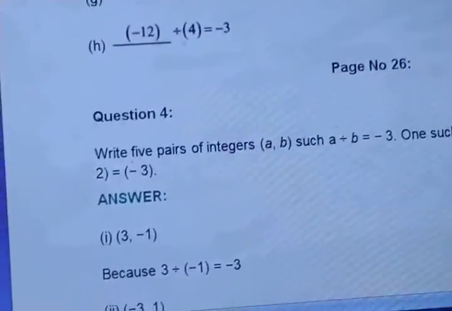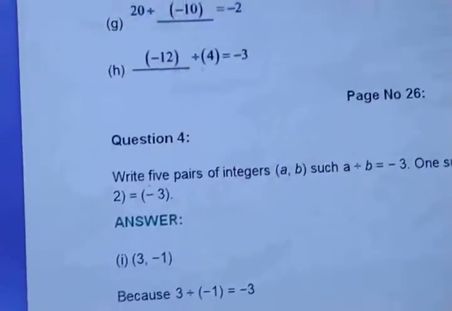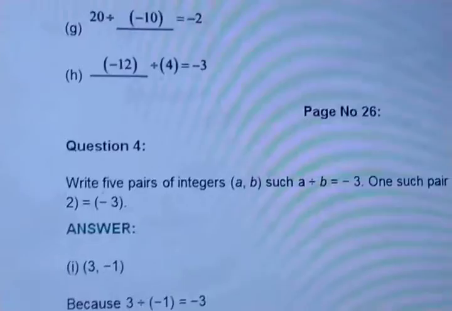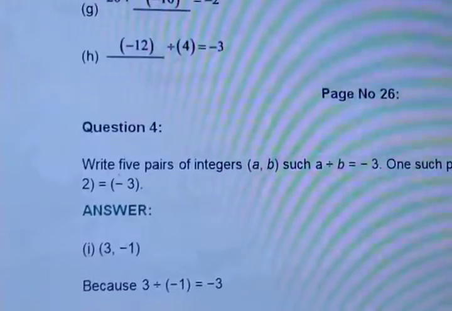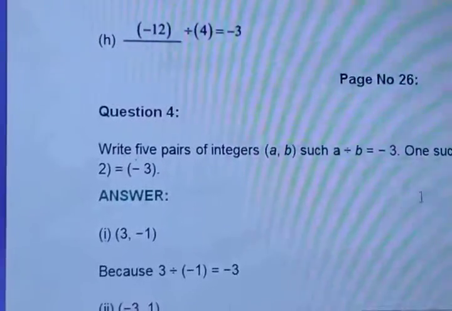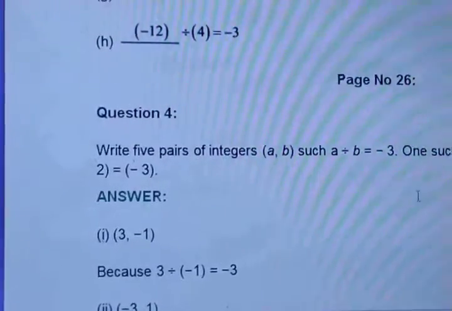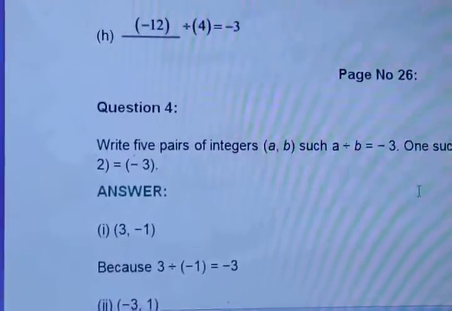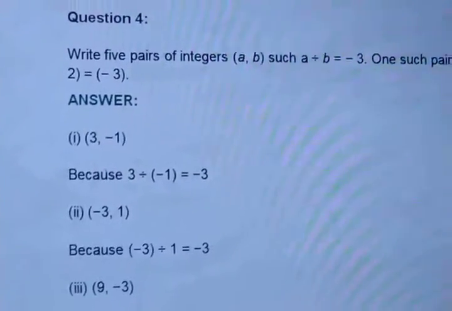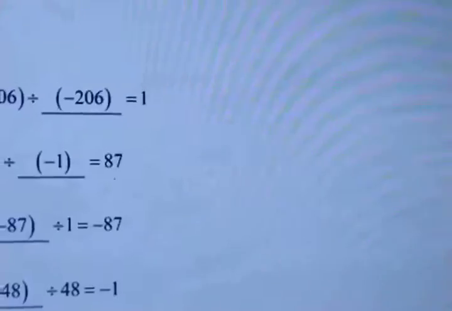If a is divided by b, the answer should come minus 3. You have to find any two integers a and b, such that while dividing, you should get the answer minus 3. Now you can see in the answer it's already given: 6 divided by minus 2 is equal to minus 3. Now you can see the first answer digit.